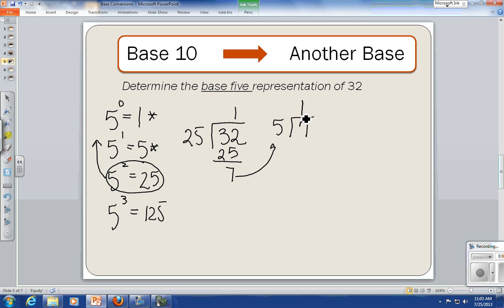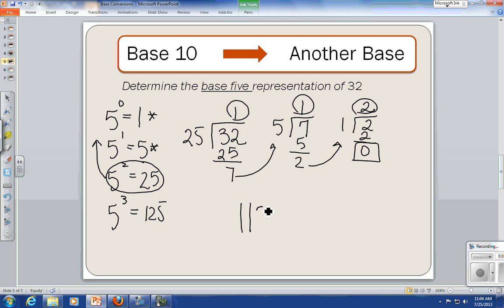5 goes into 7 one time. That leaves me a 2. I'm going to take that remainder 2 and divide it by 1. 1 goes into 2 two times, which leaves me a remainder 0. So my goal is to eventually get down to 0. My numbers on top are my answer. Okay, so my answer is 1, 1, 2. Now I do need to write the base here because we're talking about base 5.